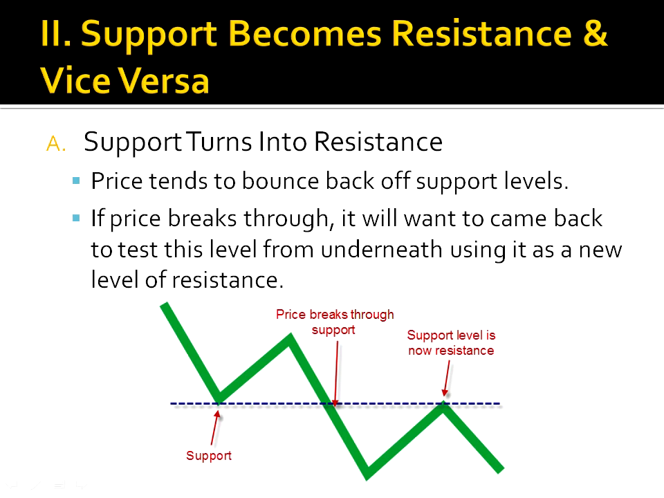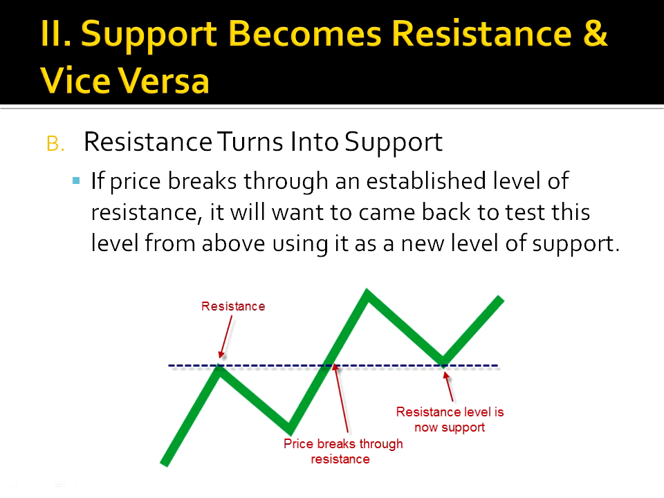Support turns into resistance in this example. Price tends to bounce back off of support levels. If price breaks through, it will want to come back and test this level from underneath, using it as a new level of resistance. So in the example below, we can see that price used this blue line as support, bounced off the line in the first example, and then it breaks through, gets underneath the line, but then comes back to test that same level and is now using it as resistance and gets rejected off of that level.